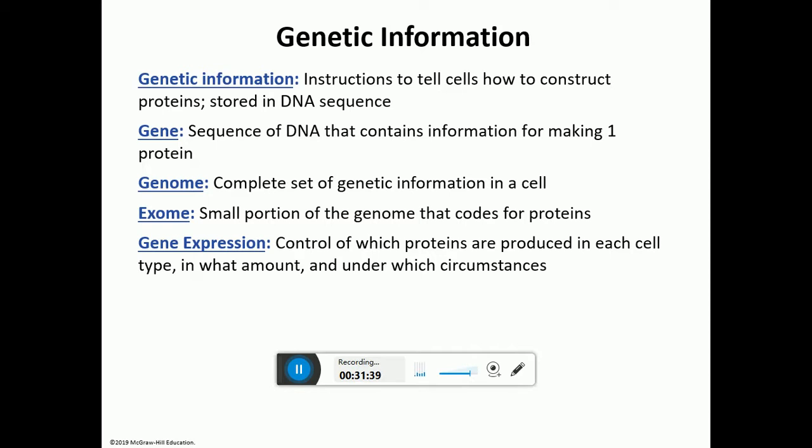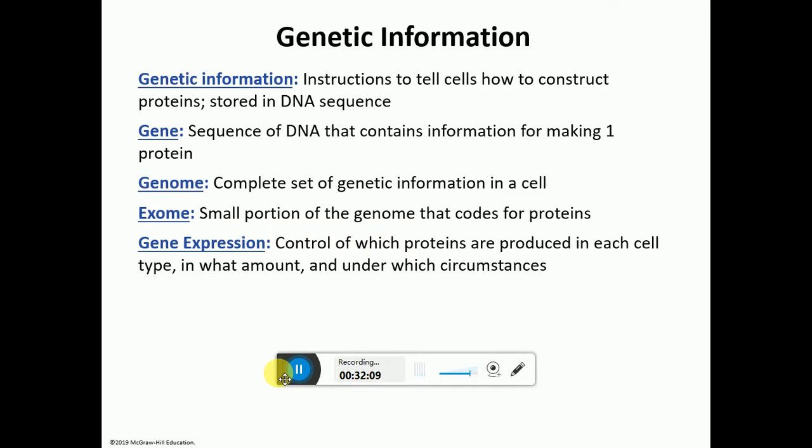Now, just some different concepts that we need to understand in order to understand what we're talking about in the next few slides. First off is genetic information. That is everything that is found in the DNA, the whole manual that makes your DNA sequence. A gene is just a portion of that DNA, a sequence of DNA that has information to make just one protein.